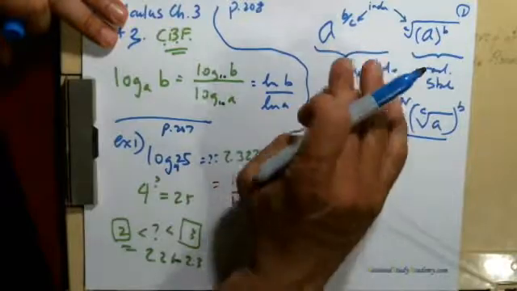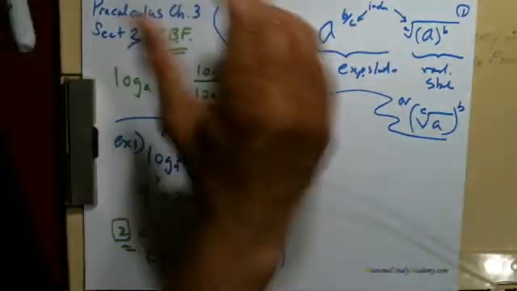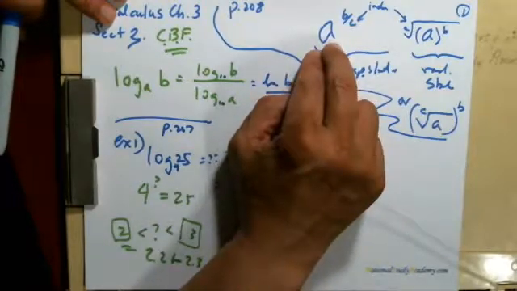So we have to understand, are we in the exponential state? We have to get back to what's called the radical state. Or if we're in the radical state, we have to get into the exponential state.